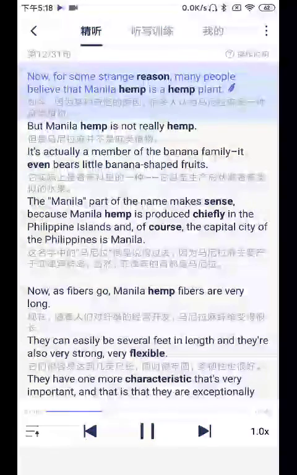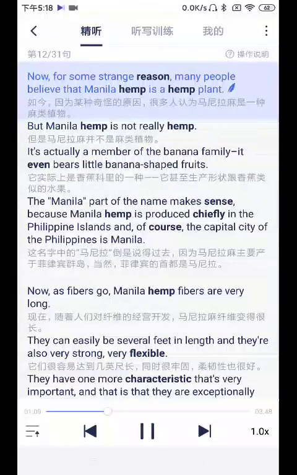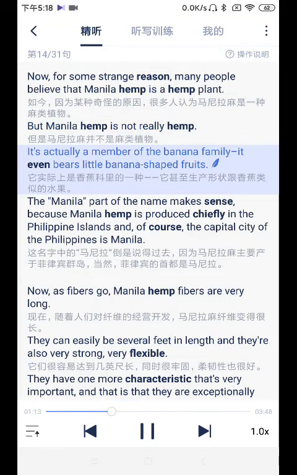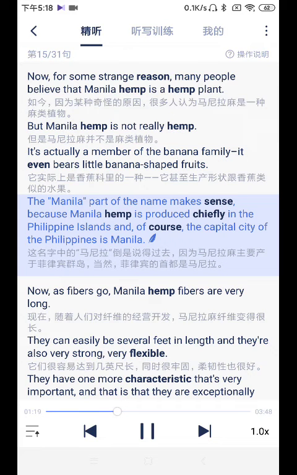Now, for some strange reason, many people believe that manila hemp is a hemp plant, but manila hemp is not really hemp. It's actually a member of the banana family. It even bears little banana-shaped fruits. The manila part of the name makes sense because manila hemp is produced chiefly in the Philippine Islands, and of course, the capital city of the Philippines is Manila.